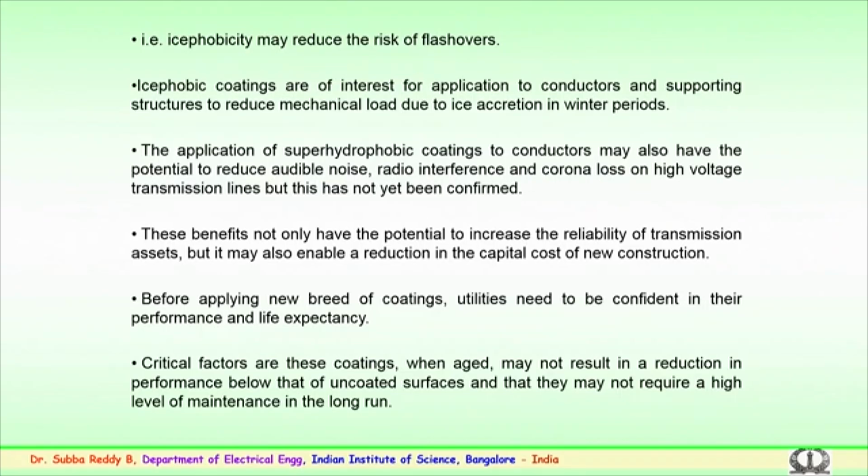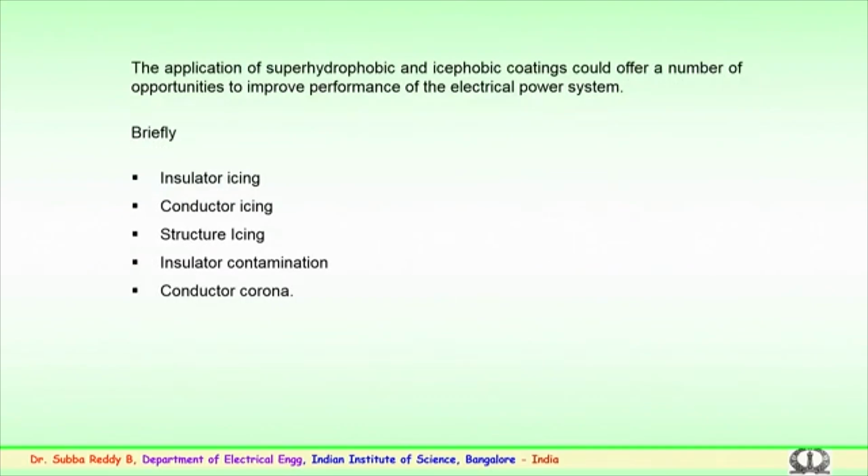So, several factors have to be considered before the coatings are planned to be carried out on the insulators or the conductors, and also the application, in particular to maintain better hydrophobic or super hydrophobic conditions, and isophobic coatings could offer a number of opportunities to improve performance of the electrical power system. So, the major advantage of going in for the better property coatings is to see that the equipment performs better in the long run in the field.